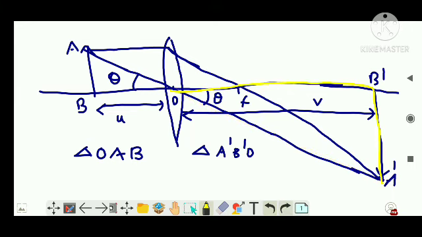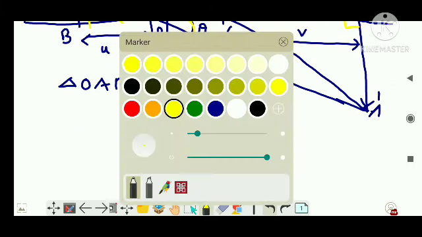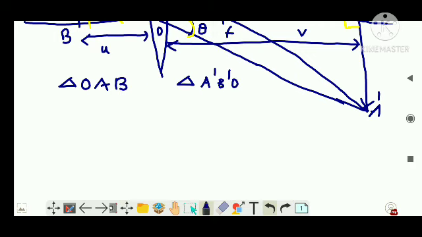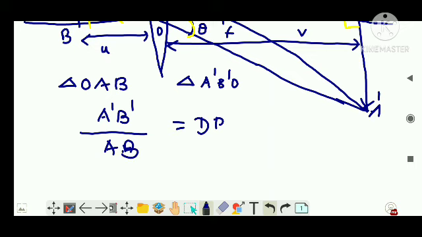Clear? Now these two triangles are similar. How? They have common angles theta, theta, and this angle is 90 degrees. So these two triangles are similar, right? That means I can say the ratio of their sides are equal. So I can write A dash B dash by AB is equal to OB dash by OB, right?